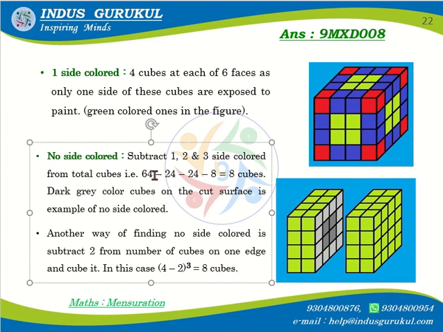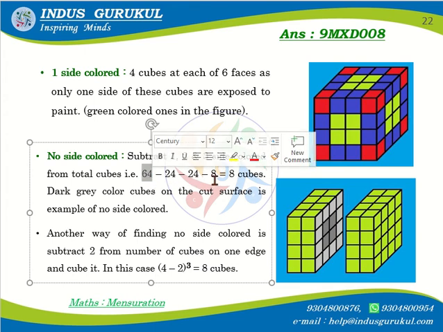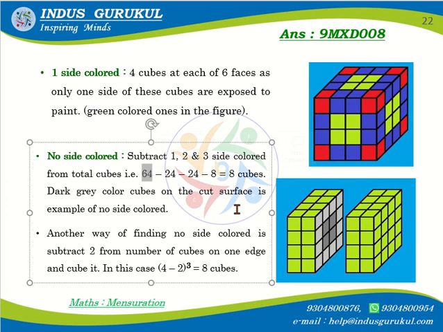Or we can do it this way: the total number of cubes, 64, minus 3-side colored, minus 2-side colored, minus 1-side colored, will give me the cubes which are no side colored. Because whenever we cut a cube, we will get either 0, 1, 2 or 3 side colored. So in this way, we can find all the possibilities. Accordingly, if the side dimension changes, we will be able to find out if we solve in this way.